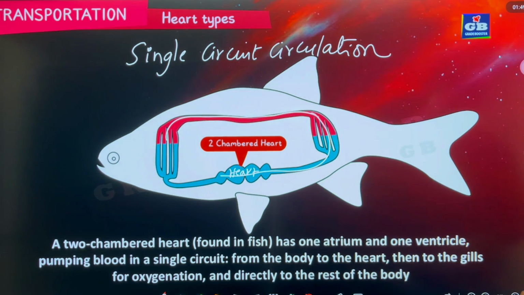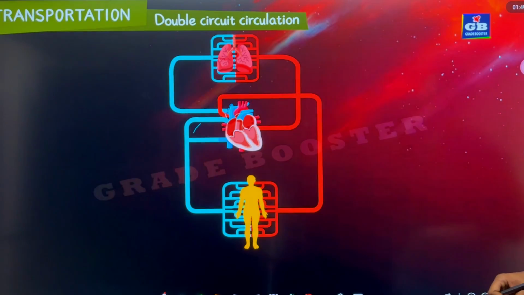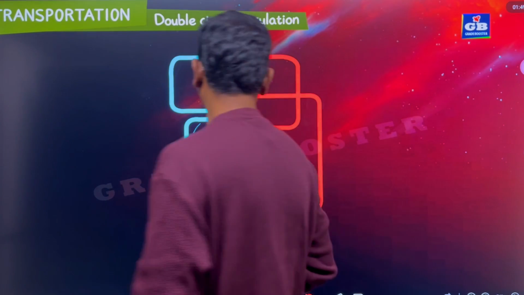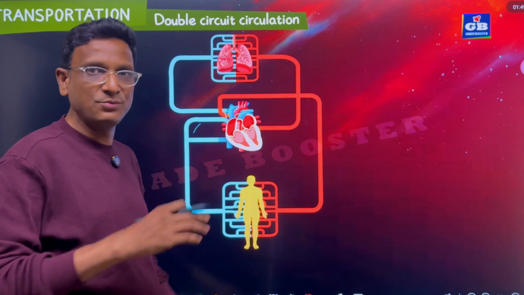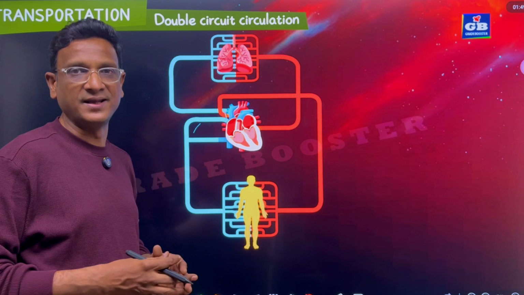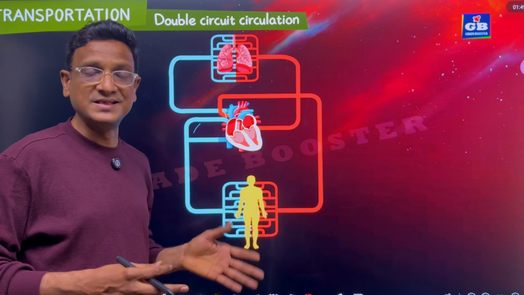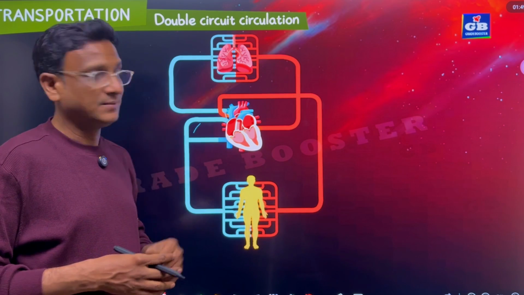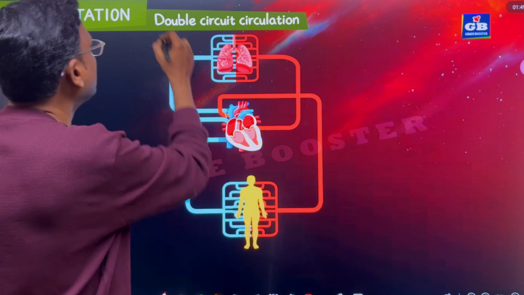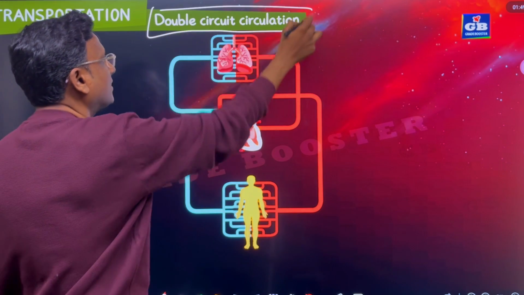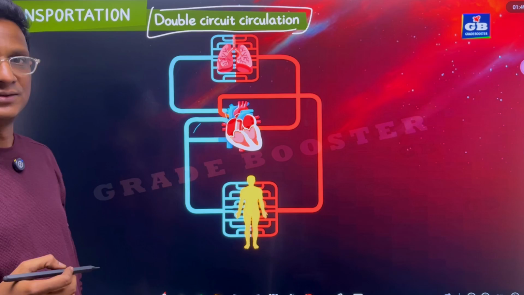Next, here, this is the human circulatory system. Why have we come back to the human circulatory system again? In the previous slide we saw single circuit circulation, but in humans we see double circuit circulation. What are these double circuits?